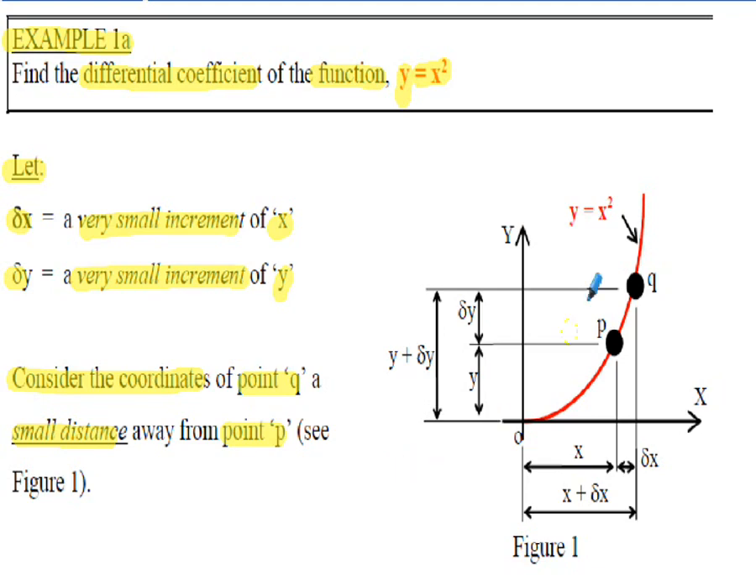So we're going to consider the coordinates of point Q being a small distance away from point P, as shown in our diagram. Here's our curve, y is equal to x squared, and I've got point P here at the x distance in and the y distance up on my xy diagram. And I've also got point Q here, which is x plus delta x on the x-axis and y plus delta y on the y-axis. And as it says on the left-hand side, the delta x and delta y terms are thought of as very, very, very small values. I've drawn them quite large here for illustration purposes, but think of them as being really, really small values, that Q is very, very close to P on the y is equal to x squared curve.